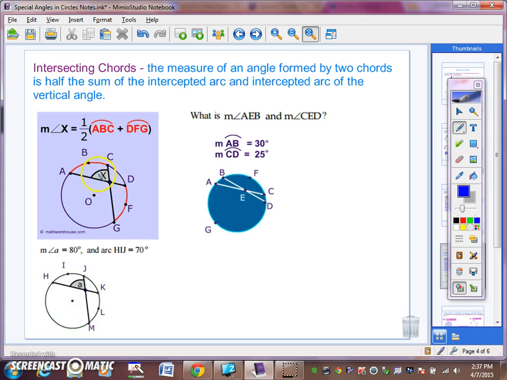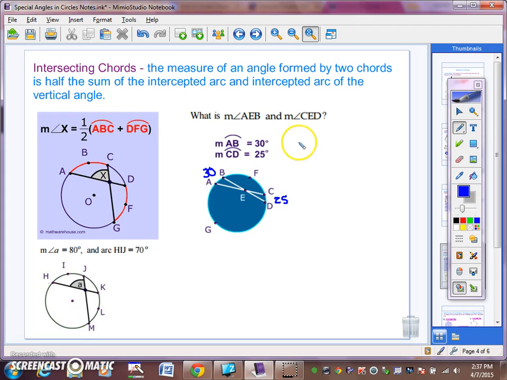Okay, remember vertical angles, they make that x. So we take the intercepted arc plus the intercepted arc of the vertical angle, add them together, and then we're going to take half. So our example here says, what is the measure of angle AEB and CED? Well, they're vertical angles, so they're going to be congruent. They tell us arc AB is 30 and arc CD is 25.